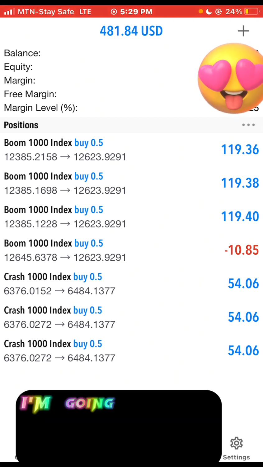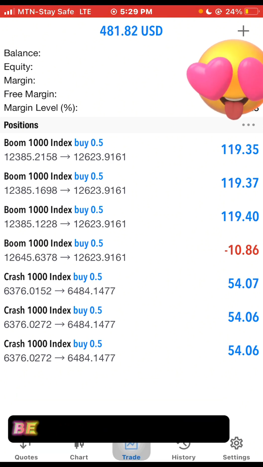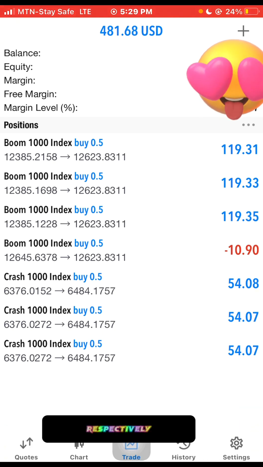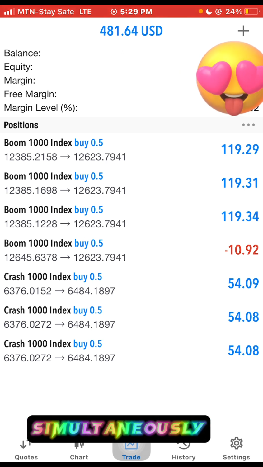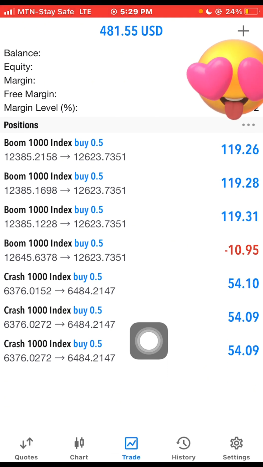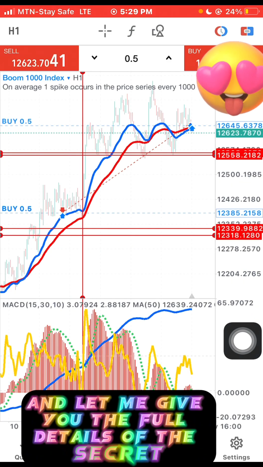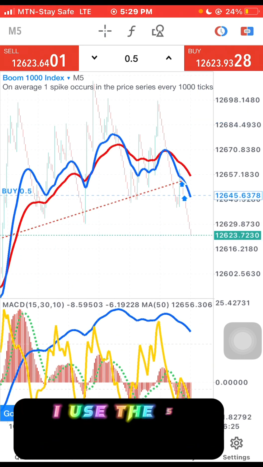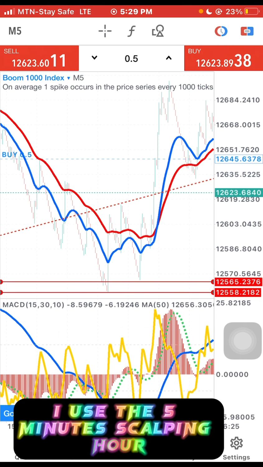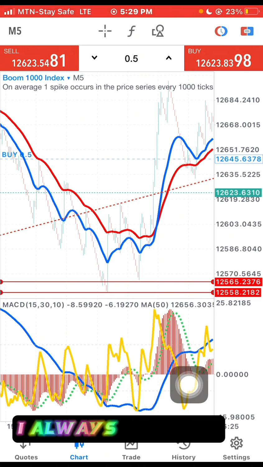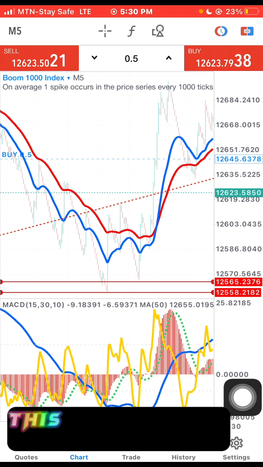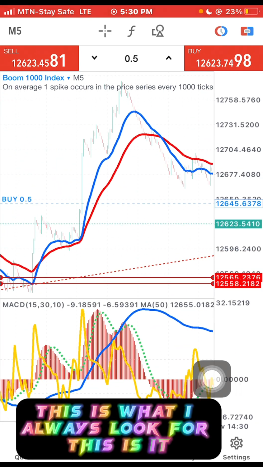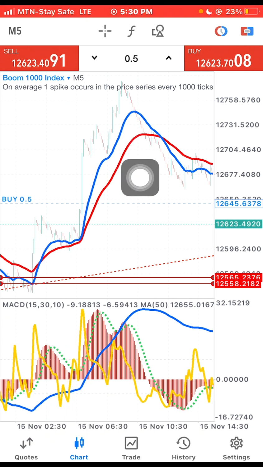The bonus tip is my own hedging style of how I combine the Boom 1000 index and the Crash 1000 index respectively, simultaneously trading the Boom and Crash. Let me give you the full details of the secret. Whenever you are trading with this strategy, I use the 5 minute scalping hour, which is the exact setup I always look for. This is what I always look for.